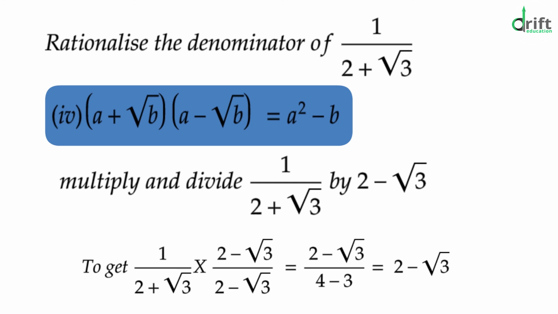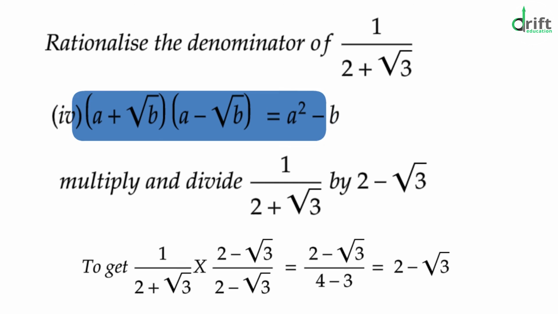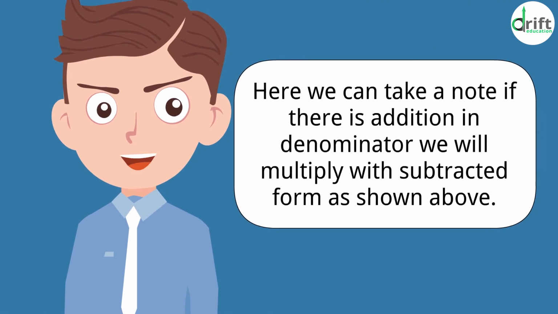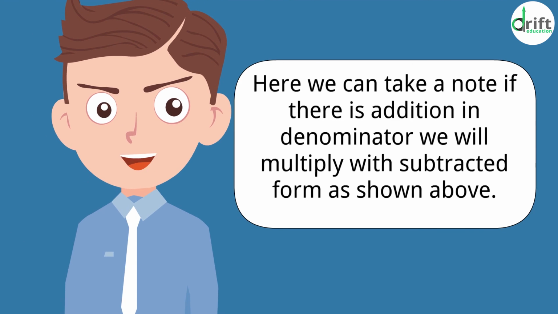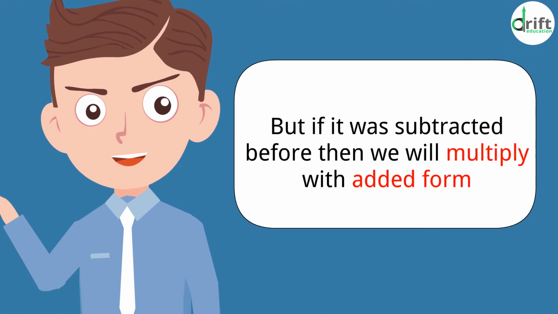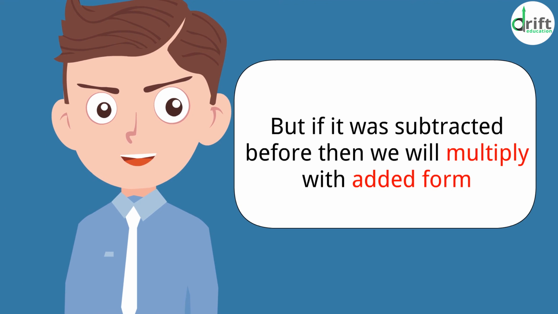by identity 4. Here we can take note, if there is an addition in the denominator, we will multiply with the subtracted form as shown above. But if it was the subtracted form, then we will multiply with the added form.